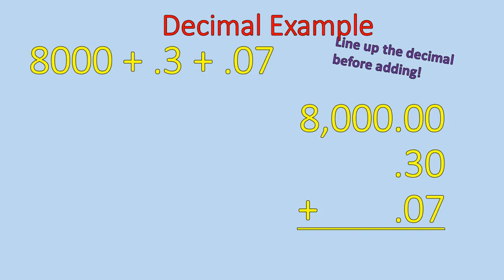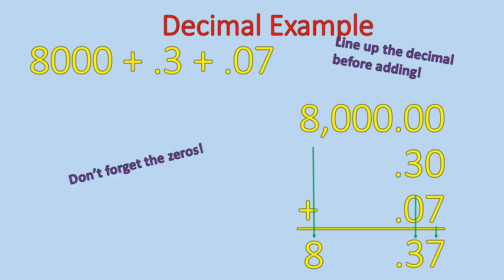Now that I have the decimals all lined up, I'm bringing down the 8. I'm bringing down the 3. I'm bringing down the 7. I'm not forgetting to fill in my zeros. And it's done. So it's the same steps. The only difference is that you have to line up the decimals before you add them up.